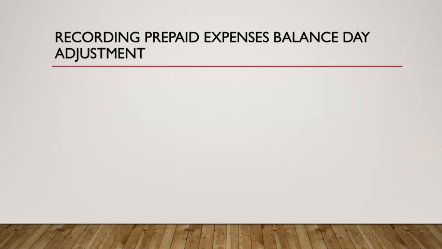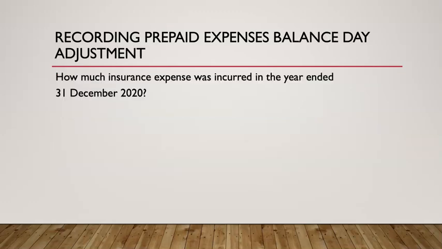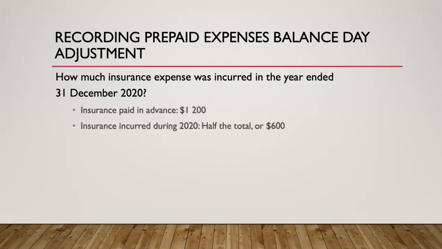How do we then record the adjustment? How much of the insurance expense was incurred in the year ended 31 December 2020? If we think this through, the insurance paid in advance was $1,200 and it was for 12 months. So we can do an easy calculation, 1,200 divided by 12, to say that the insurance expense is actually $100 per month.